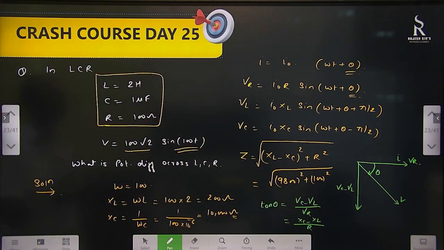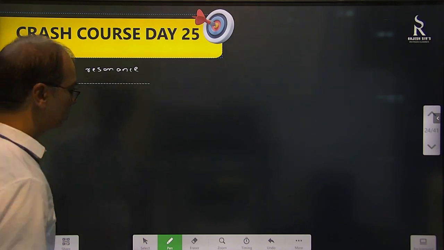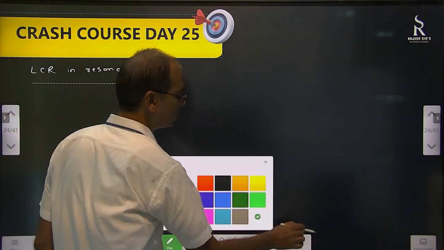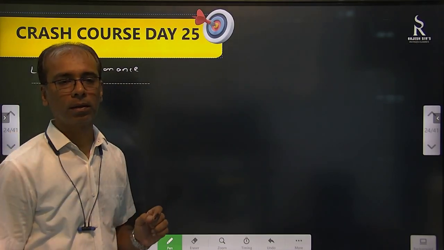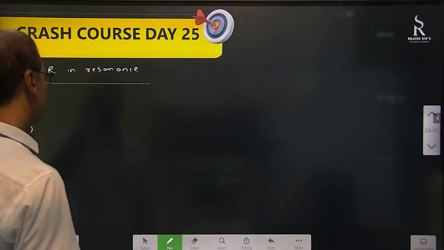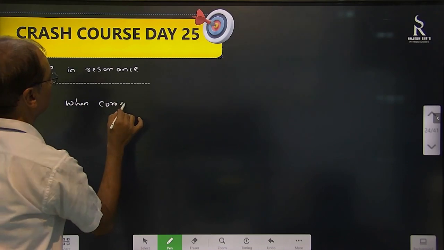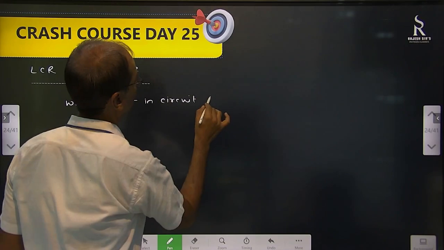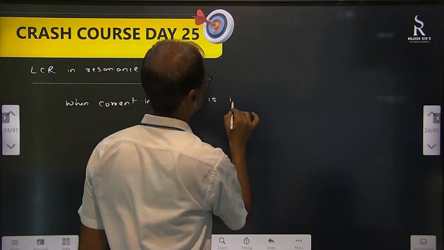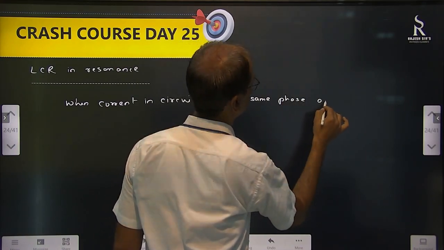So these are the potential differences across L, C and R. Now LCR and resonance. Resonance means what? Resonance means the condition in which current and supply are in the same phase. When current in the circuit is in the same phase as supply voltage.